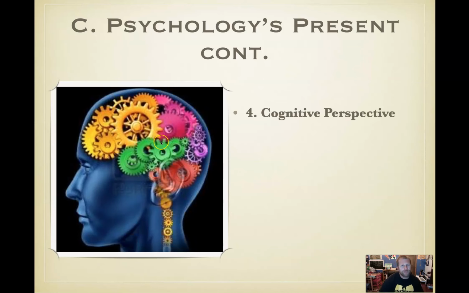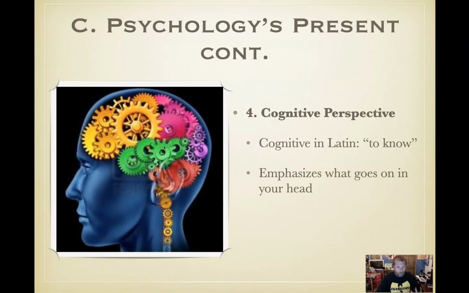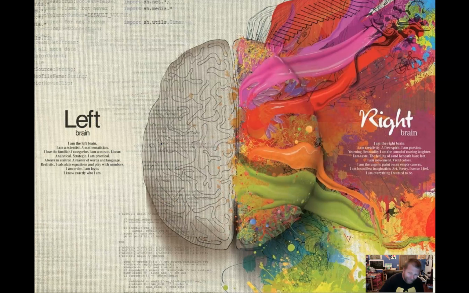Yay. Next is the cognitive perspective, which is the most popular perspective of psychology today. I want you to rub your head. Just rub your brain because it's all in your head. It's all your thoughts. It's all your mental set, how you tackle problems. Cognitive is Latin for to know. It emphasizes what goes on in your head. It's one of the strongest fields in psychology today.